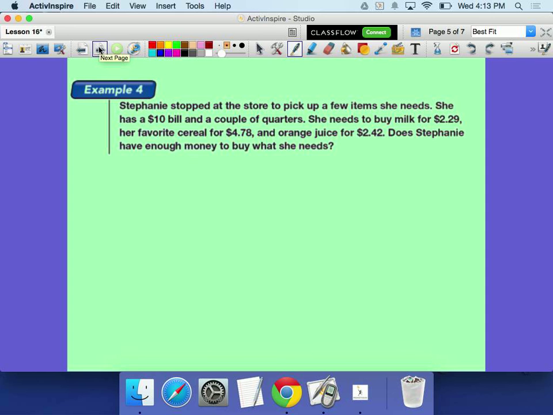Example 4 says Stephanie stopped at the store to pick up a few items she needs. She has a $10 bill and a couple of quarters. She needs to buy milk for $2.29, her favorite cereal for $4.78, and orange juice for $2.42. Does Stephanie have enough money to buy what she needs? Now, rather than just adding all those goofy numbers up, we're going to round, and we could round it to like 50 cents if we wanted to. We could even round things to quarters.